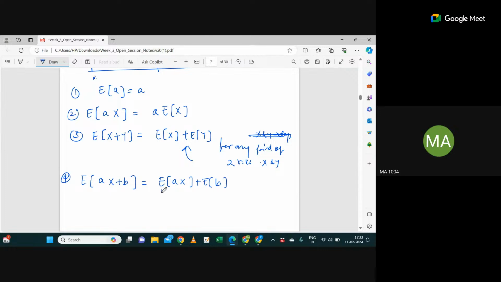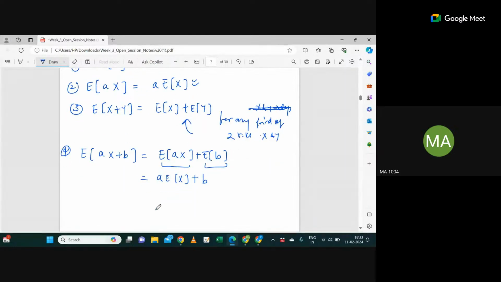Yes, sir. But if you see the second property, I can simply write a times expectation of x, and expectation of a constant is nothing but that constant. Correct? Yes, sir. What about expectation of ax plus by? It will be a into expectation of x plus b into expectation of y. This is something we can apply, right?